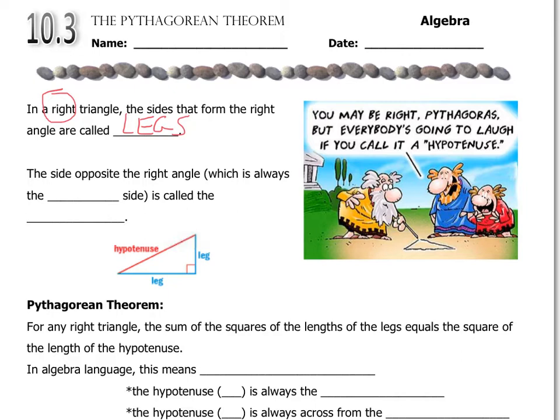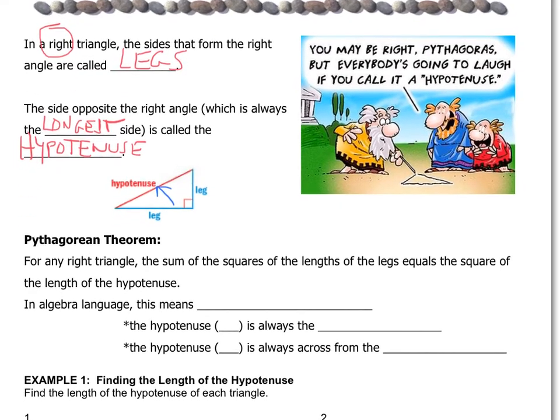The side opposite the right angle, which is always the longest side, is called the hypotenuse. So the hypotenuse is the side that is directly across from the right angle, and it is always the longest side of your triangle. Okay? The Pythagorean theorem basically helps us find the leg lengths and the hypotenuse length when we have a right triangle. So here is the Pythagorean theorem.